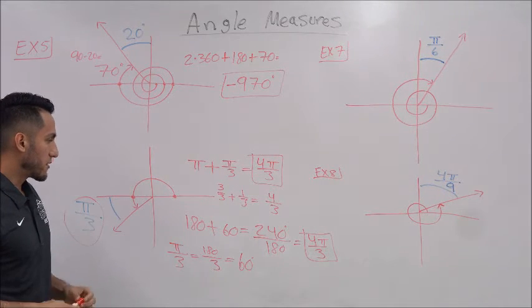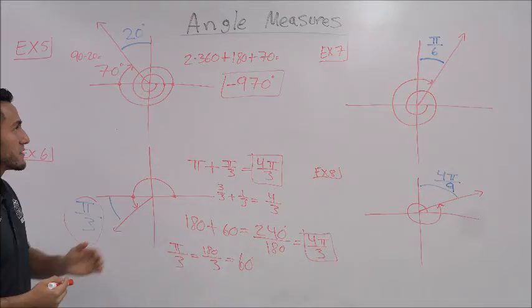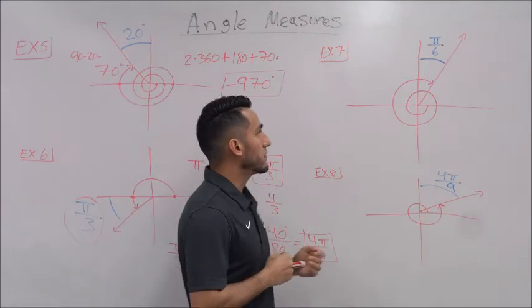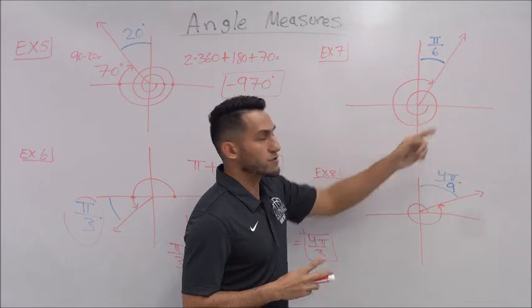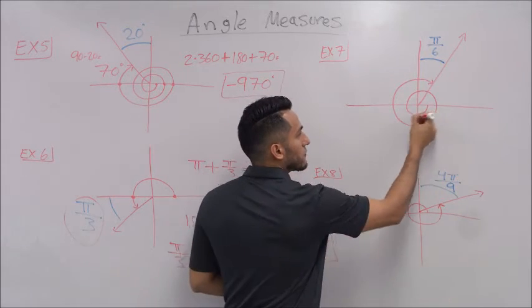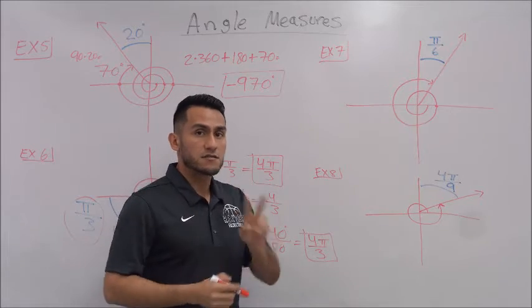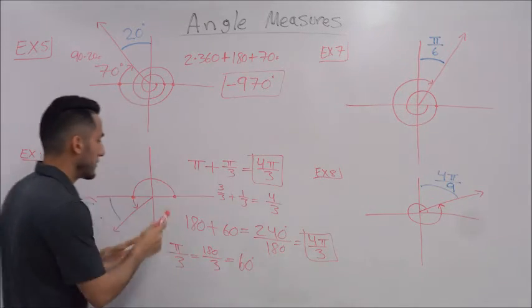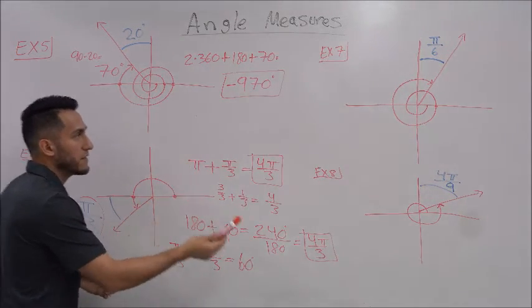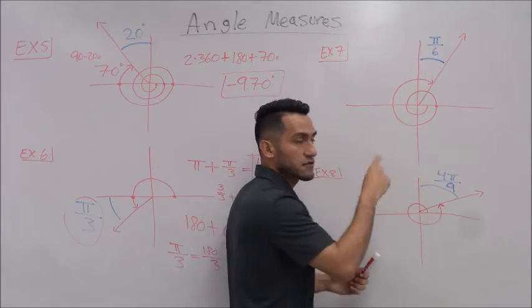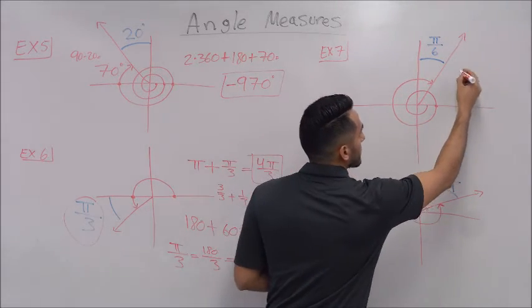So that's how we do this problem here. 4 pi over 3. Let's look at example number 7. Over here, it looks like we completed a full rotation. So one full rotation, in radians, means 2 pi. Remember over here, there was half a rotation and it equals pi. One full rotation, it's double that, so it's going to be 2 pi.